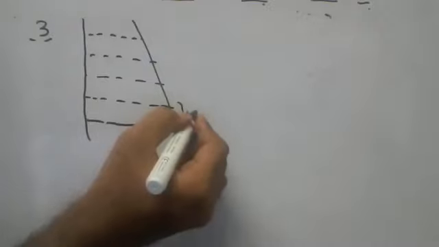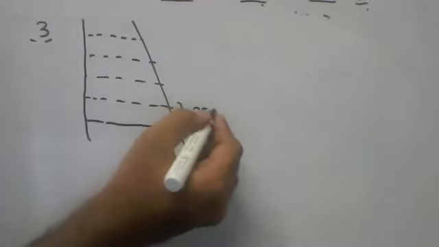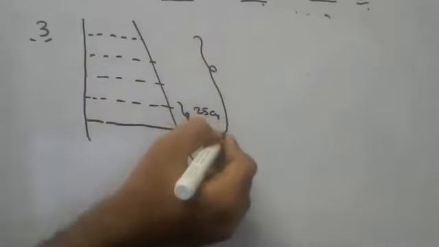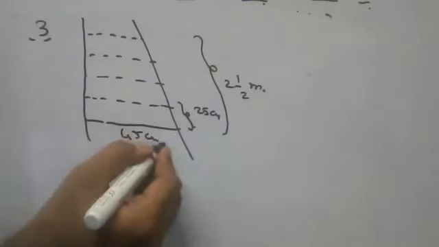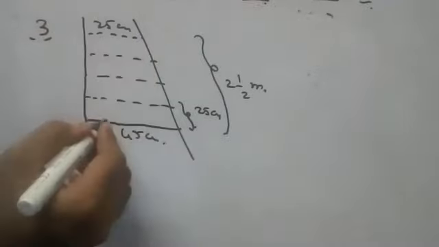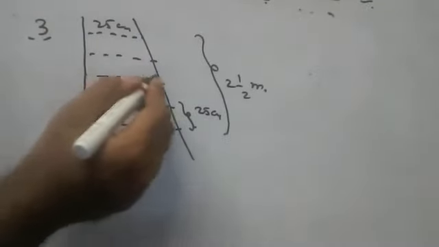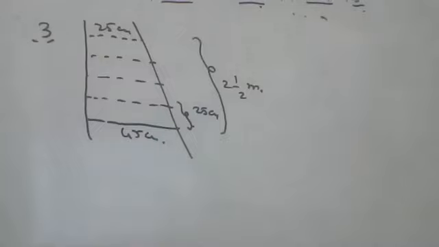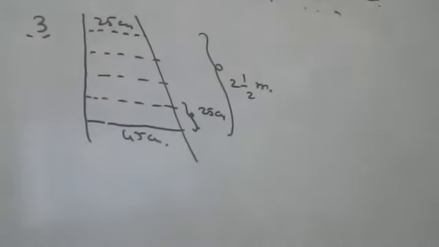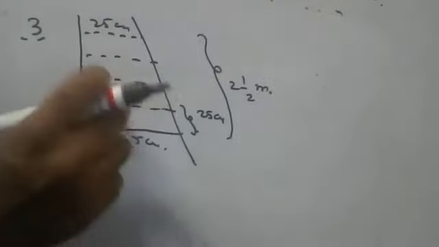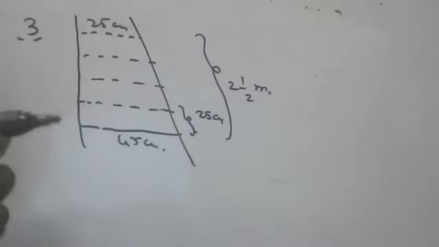Between each two rungs, the distance is given as 25 centimeters. Between the top and the bottom is given as 2.5 meters. And this is 45 centimeters. This is 25 centimeters. What is the total length of all the steps? The question is, what is the total length of all rungs? Rungs means steps, children. This plus this plus this plus this plus this. What is the total length of all steps?